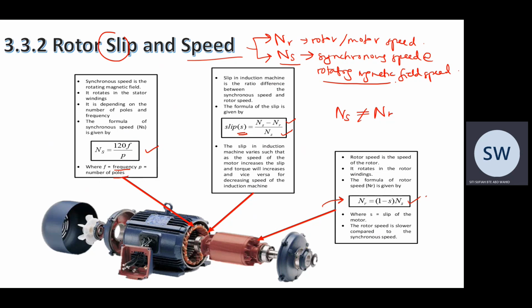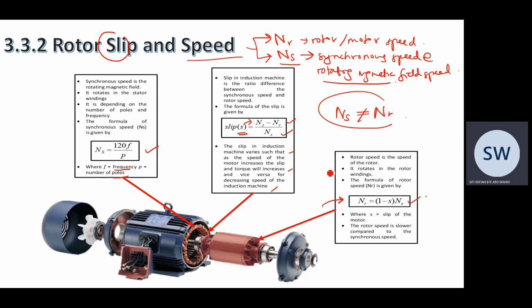But for induction machine, or the other name for induction machine, that is asynchronous machine, NS is not the same as NR. So when it's not the same, slip is actually the ratio of (NS - NR) over NS. Okay, slip is a ratio. It has no unit. It's in decimal or percentage. The slip in induction machine varies such that as the speed of the motor increases, the slip and torque will increase, and vice versa for decreasing speed of the induction machine.